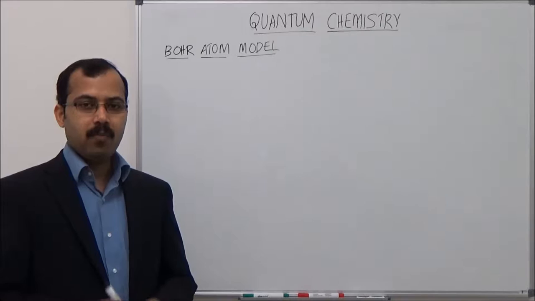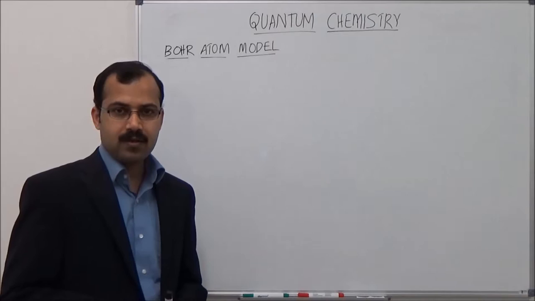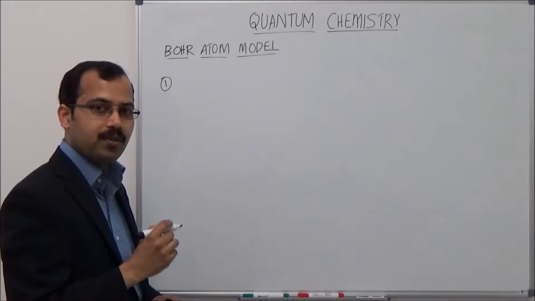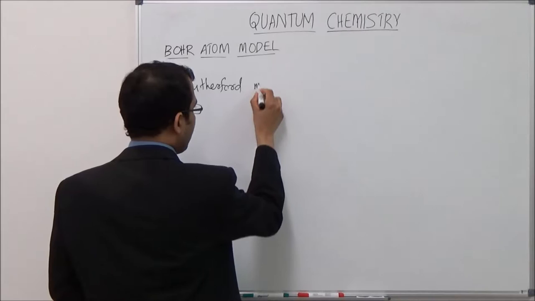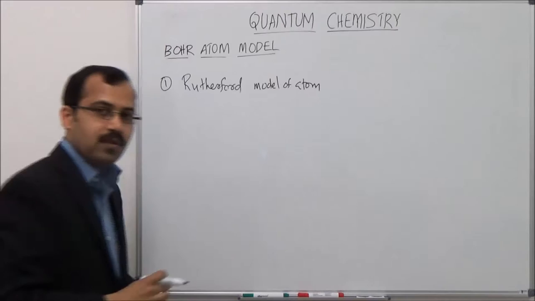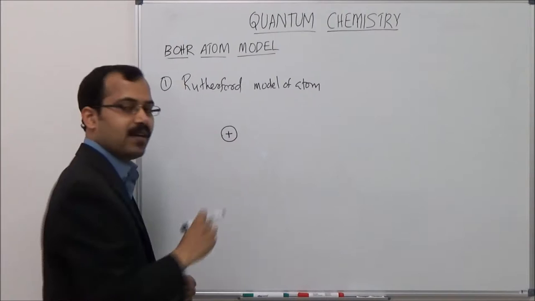Before going to the details of the atom model by Niels Bohr, let's have a short look at two important points. First one is that even before Niels Bohr introduced his atom model, Rutherford had proposed a model of atom, Rutherford model of atom. In Rutherford model, he considered that atom has a very heavy but tiny and positively charged nucleus at its center.